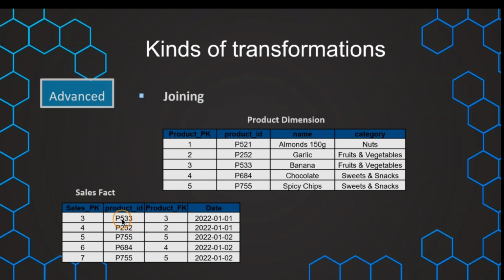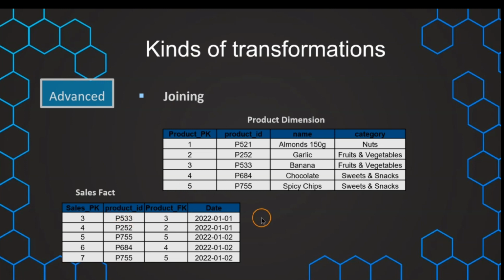So for example, 533 is in this table with the primary key 3, and that's why in here we also have the value 3. 252, if we have a look, has the value 2. So this basically works like a lookup where we now also get the foreign key into our facts.